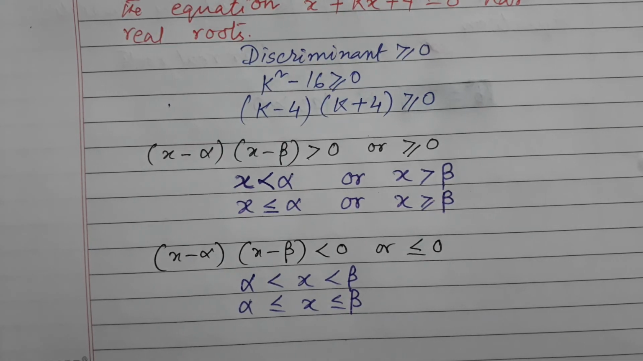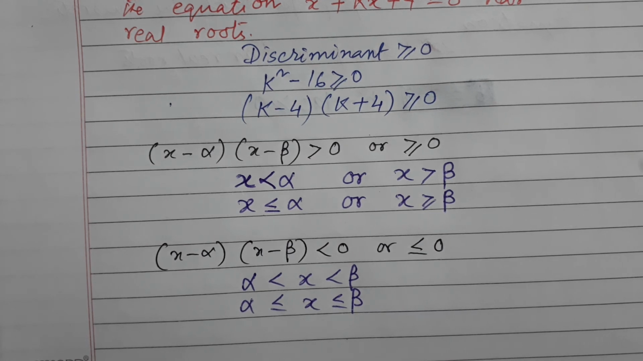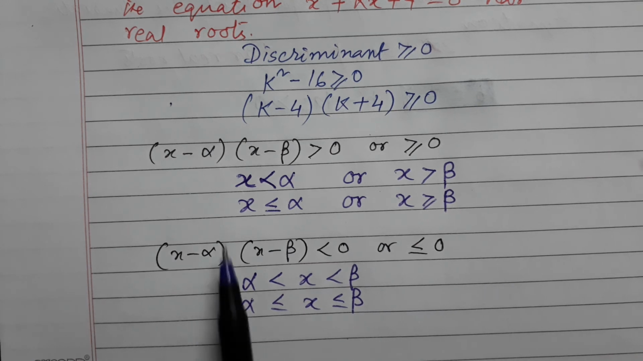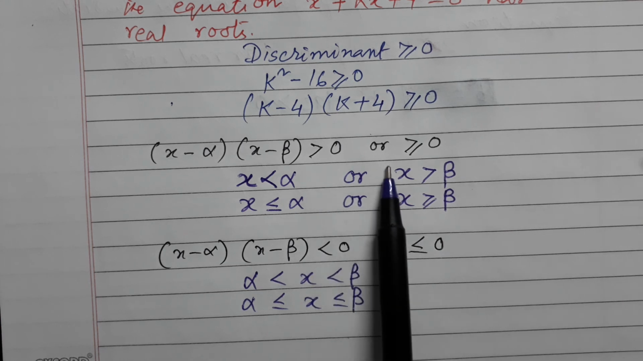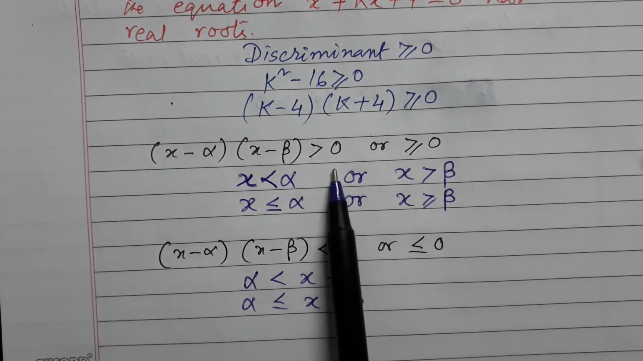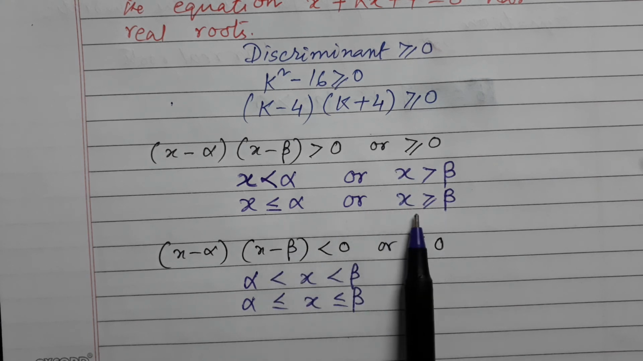Now to solve this type of inequation, this is not a linear inequation, this is called a quadratic inequation, which is not in the 10th standard, but to solve this particular question we need to know the results. So let's see how to solve this. If (x − alpha)(x − beta) is greater than 0, or we can write greater than or equal to 0, then in case of greater than 0 we will take this, and in case of greater than or equal to 0 we will take this.